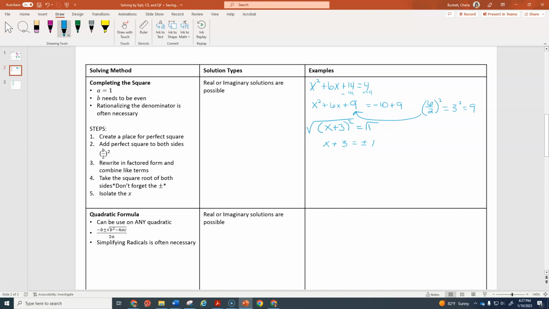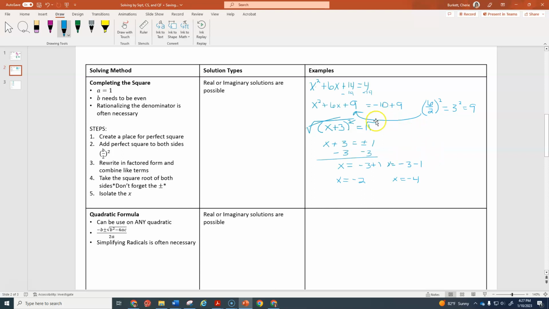Okay, then it says isolate the x. Because I had that plus 3 in there, I still have the plus 3 there. The square root and the square canceled each other out, but I'm still left with x + 3. So I've got to subtract 3 from both sides. And I end up with negative 3 plus 1 and negative 3 minus 1. Why do I have to do it that way? Because I can. I can put that negative 3 with both a positive 1 and a negative 1. So my two answers are x = -2 and x = -4.